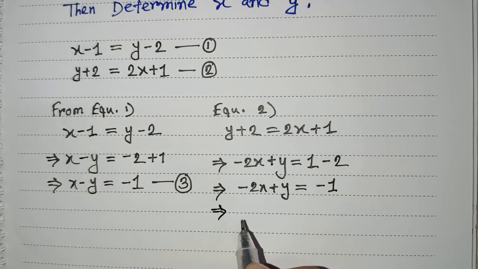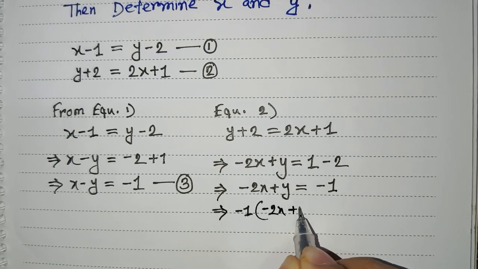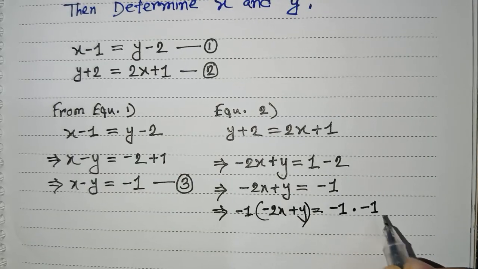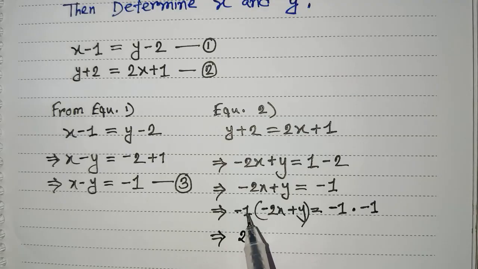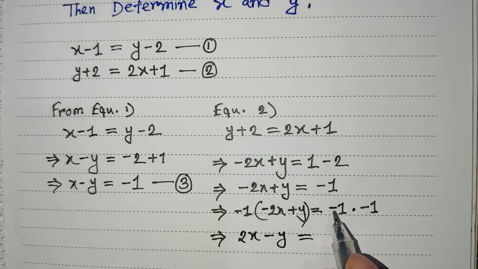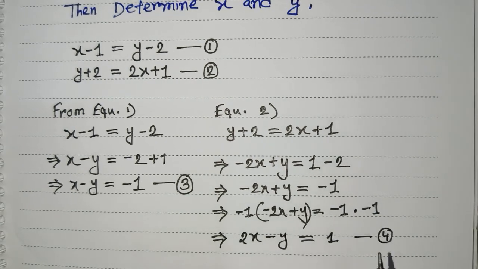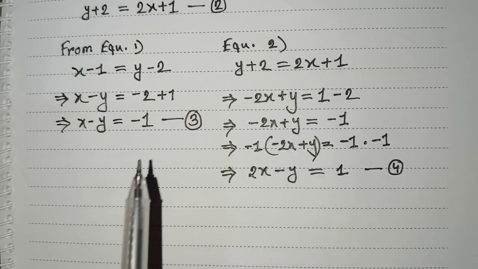We can multiply negative 1 on both sides. Negative 1 times negative 2x equals positive 2x. Negative 1 times positive y equals negative y, equals negative 1 times negative 1, equals positive 1. So this is equation number 4. Hope you understand. Now using equations number 3 and 4, we get the values of x and y.